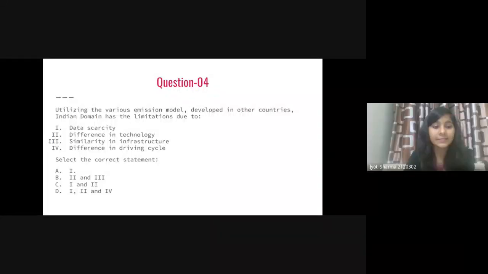So yes, we have data scarcity. There is a difference in technology. For example, the engine type in foreign countries is different from the engine type we have in India, so our output will be different. Such models are customized according to that technology only. We have to customize this kind of model for our type of engine. Because of the difference in technology, we may not be able to implement such emission models in our Indian domain.